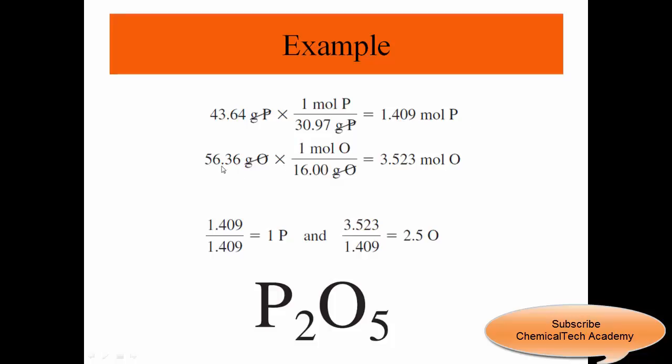And here we have 56.36 grams oxygen. 1 mole of oxygen divided by 16.00 grams oxygen. These two cancel each other and we get 3.523 mole oxygen. So if we get the ratio, if we divide by 1.409, for phosphorus we have 1, and on the other hand we have 2.5 oxygen. Because we need whole numbers, we need to multiply by 2. So we have P2O5, and that's going to be our empirical formula.